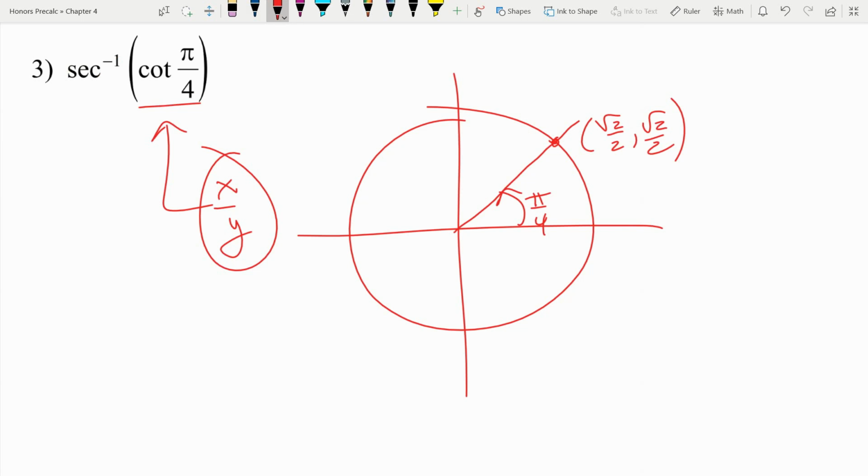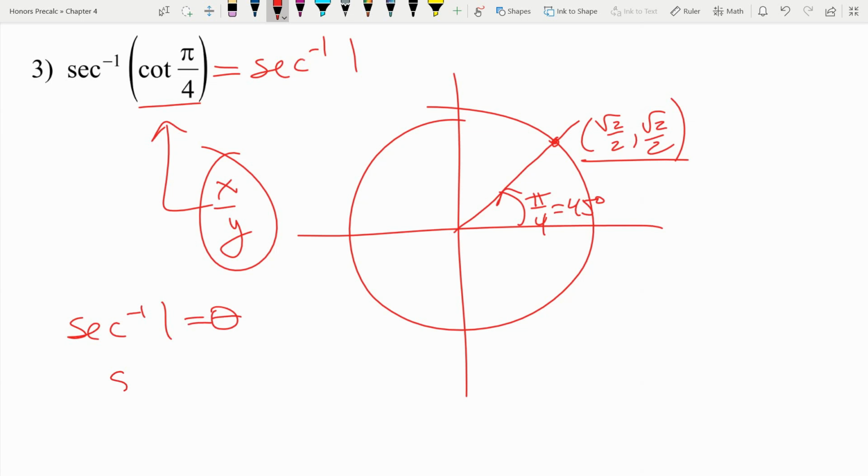So we think of pi over 4. That's a 45-degree angle, right? Which has x and y values that are the same, square root of 2 over 2. So that means this initial part in here is just going to be equal to 1. So this is really finding the inverse secant of 1. I'll restart this down here. So finding the inverse secant of 1, let's just think about it as an angle again, okay?